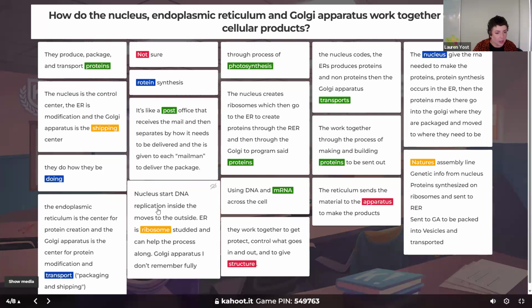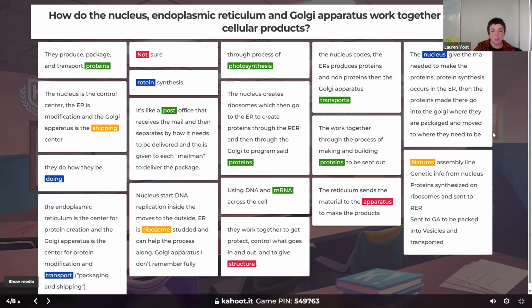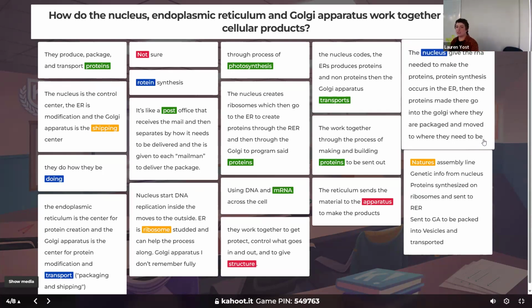Here we have nucleus, DNA replication, and then moving to the outside, the ER, ribosomes helping the process along. Golgi apparatus, I don't remember fully. That is fine. It's our transport and packaging thing. We won't read through all of these, but it seems that you guys are getting the gist of this, right? Nucleus, basically codes for the protein. ER, making the protein. Golgi, packaging and transporting the protein.